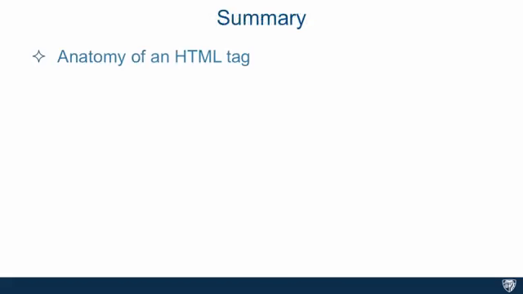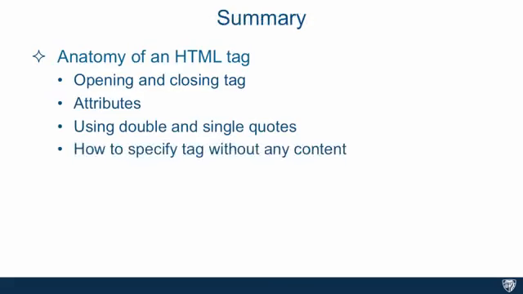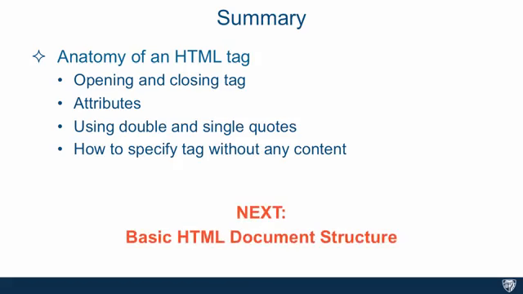So in summary, we went over the anatomy of an HTML tag, the opening and closing tags, and the fact that it can have attributes describing what the tag itself is. Remember, you can use double and single quotes interchangeably. Just make sure that if there are actual quotes in the value of an attribute, you have to close them in the opposite order from the way you opened them. And we also went over how to specify a tag without any content inside HTML5, for which the rules are a little bit different than for the previous versions of HTML. Next, we're going to talk about how to create the basic HTML document structure.